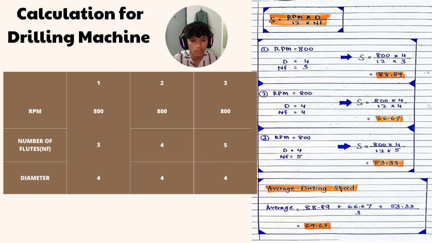Average drilling speed is 88.89 plus 66.67 plus 53 plus 33 divided by 3. So the answer is 69.63.